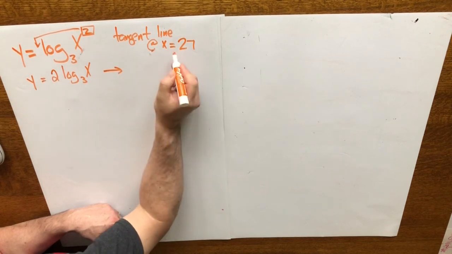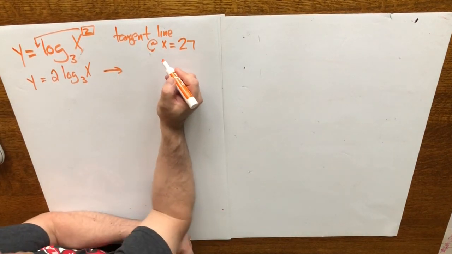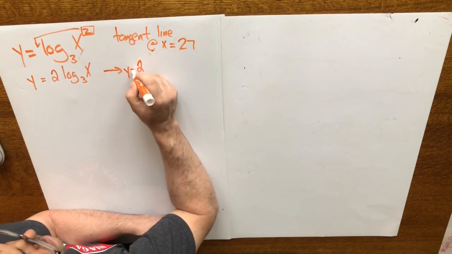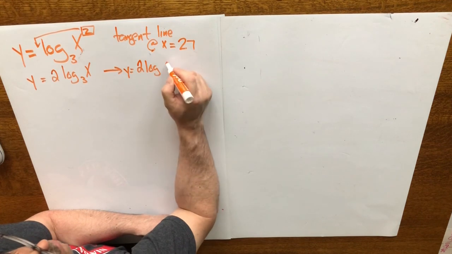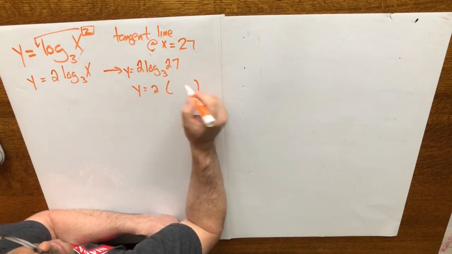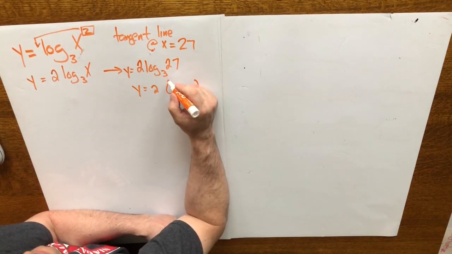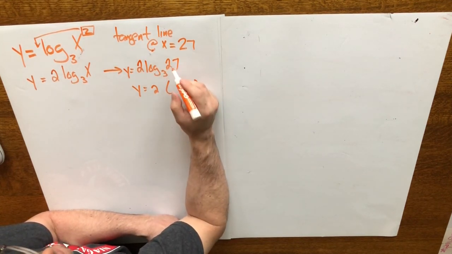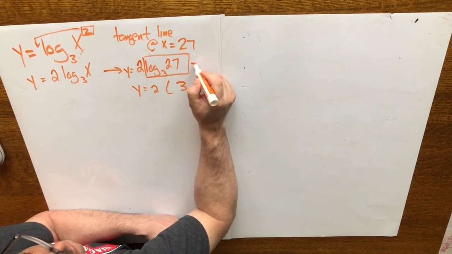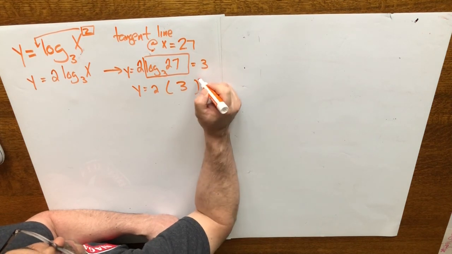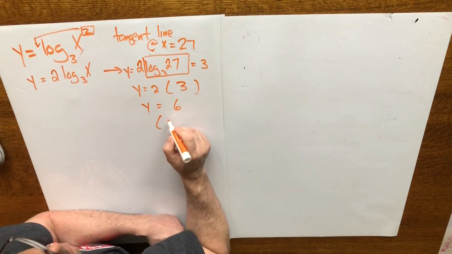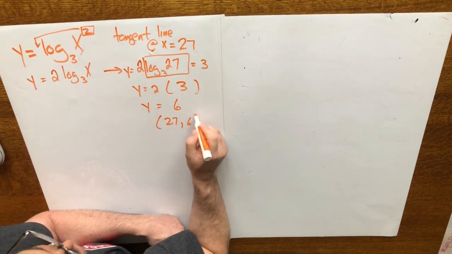So now let's see what the value of the ordered pair will be at x equals 27. So y equals 2 log of 27 to base 3. Y equals 2 times, and what's the log of 27 to base 3? That's like saying 3 to what exponent gives you 27? Well, it's 3 cubed, right? The log of 27 to base 3 is equal to 3. So y equals 6. So you have an ordered pair of 27, 6.